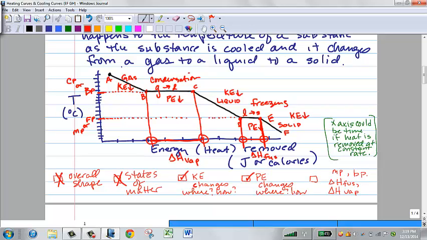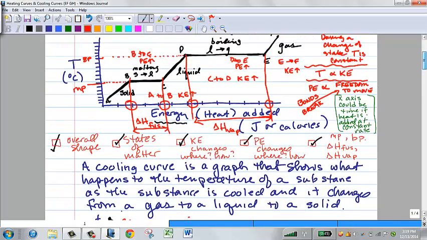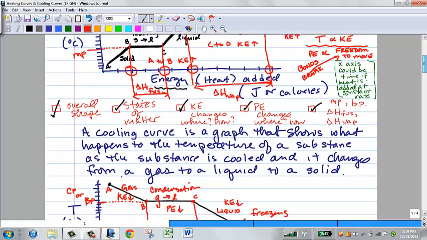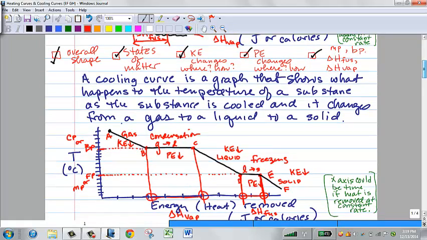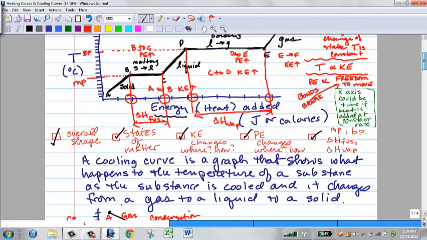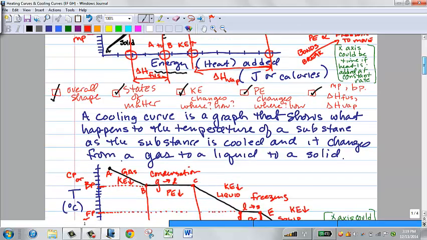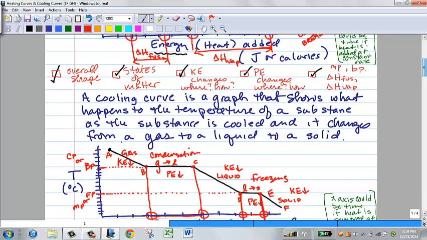We can get the same information from a cooling curve that we can get from a heating curve. Even though when we're heating it we're getting the melting point and the boiling point, and when we're cooling it we're getting the condensation point and the freezing point, those are correspondingly the same thing. Boiling point and condensation point are the same, and freezing point and melting point are the same.